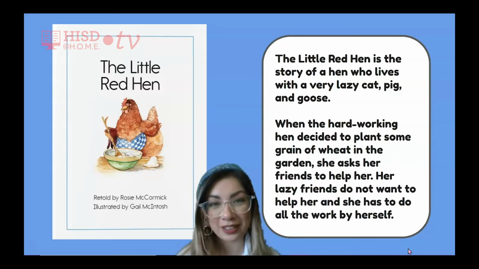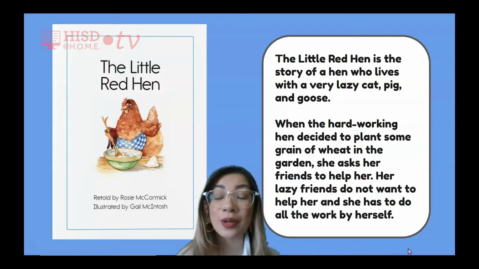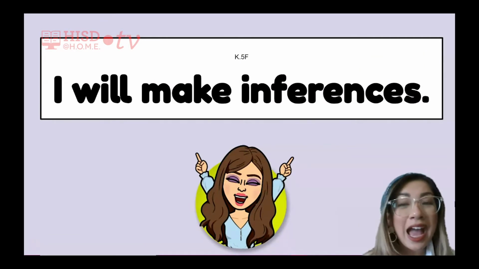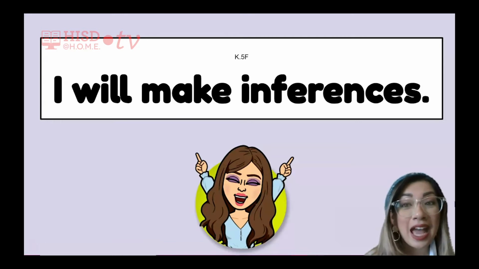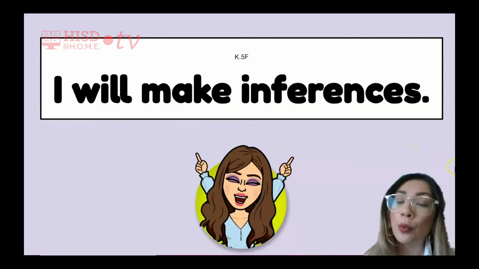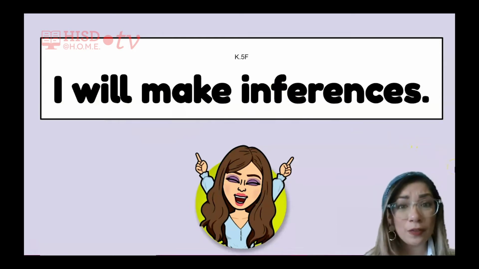Let's look at our objective for today. Let's look at the sentence that's going to tell us what we're going to learn today. Our objective for today is I will make inferences. Let's read that again. I will make inferences. But what does inferences mean? What does inferences mean, Miss Alvarado? Well, let me show you.